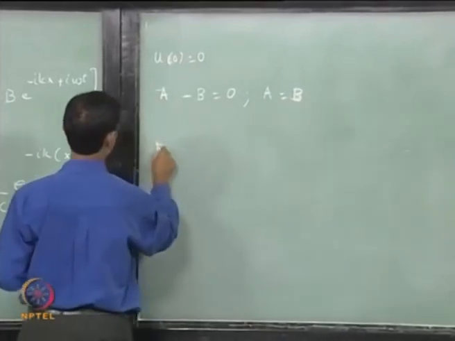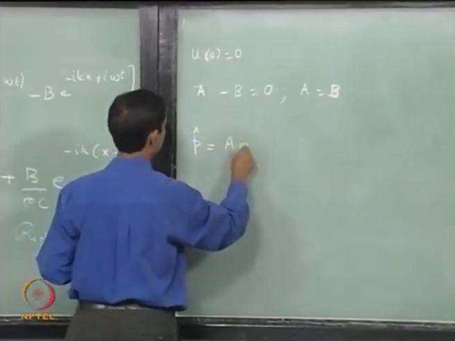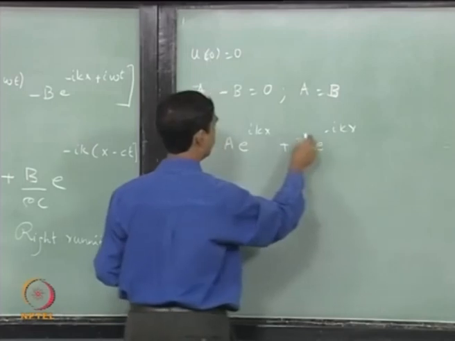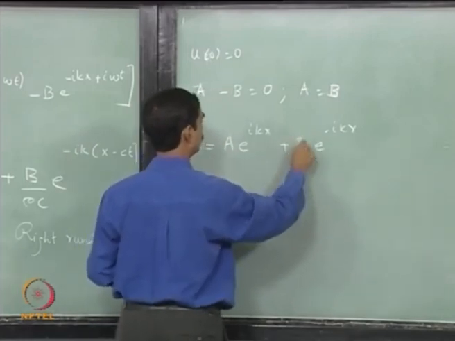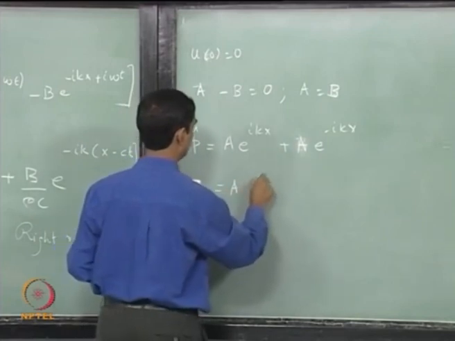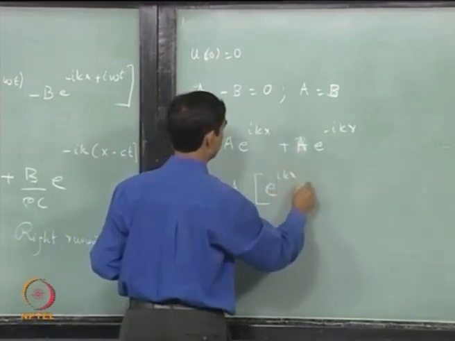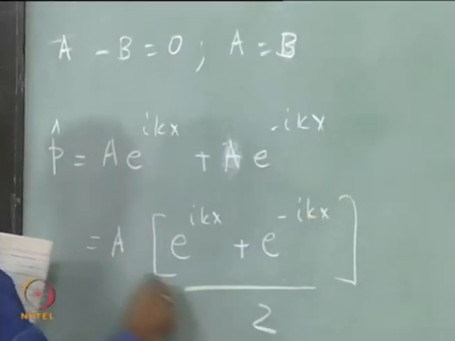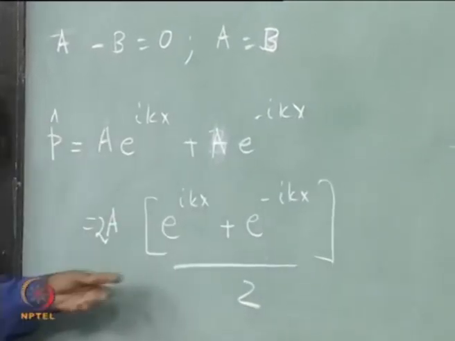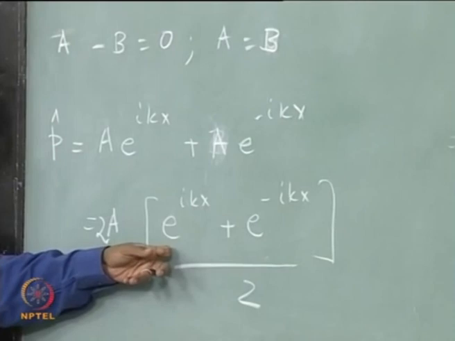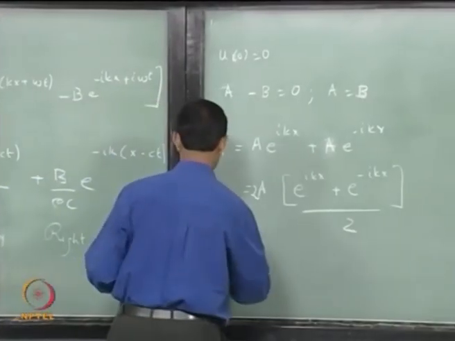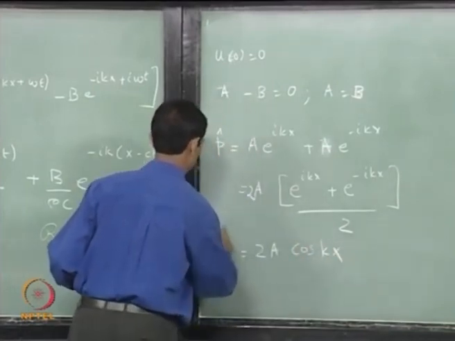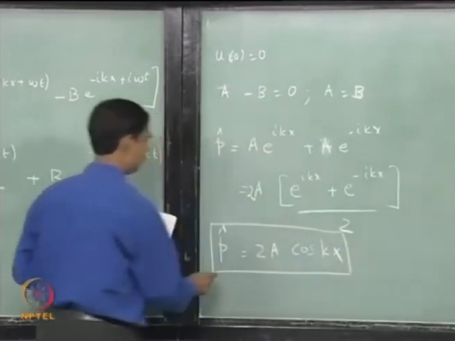So now we can rewrite the expression for pressure amplitude as a e power ikx plus b e power minus ikx, and we can replace this b with a. So this can be written as a times e power ikx plus e power minus ikx. Now I will multiply and divide by 2 for convenience. So what is this expression? Cos kx. So this would be 2a cos kx, p hat. So we got a nice simple formula for p hat.